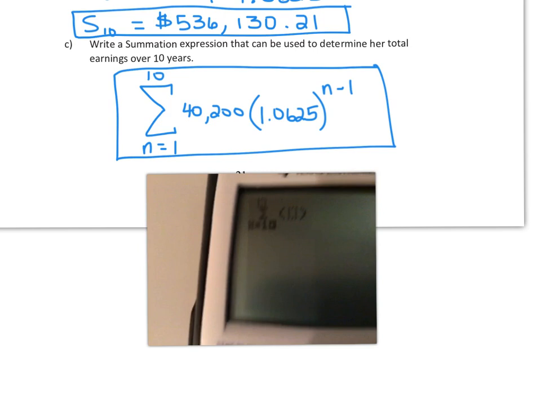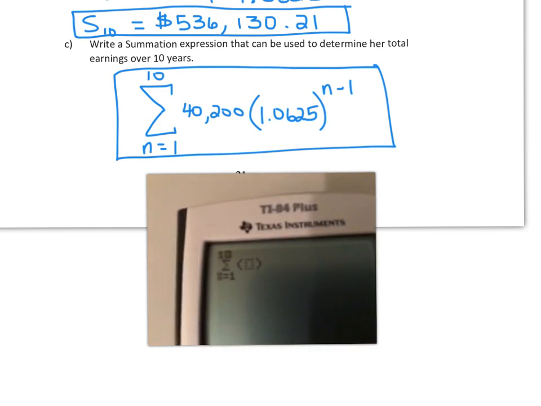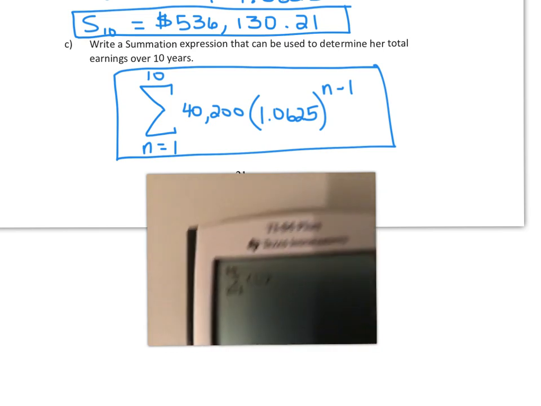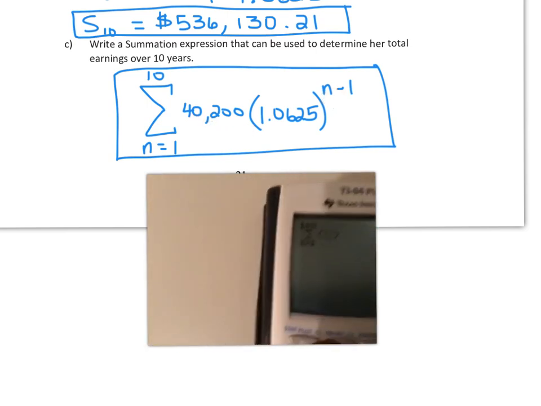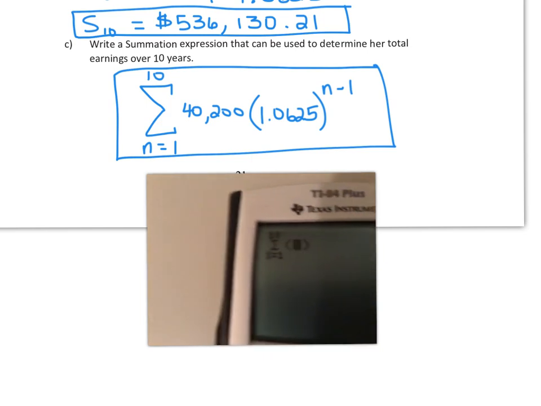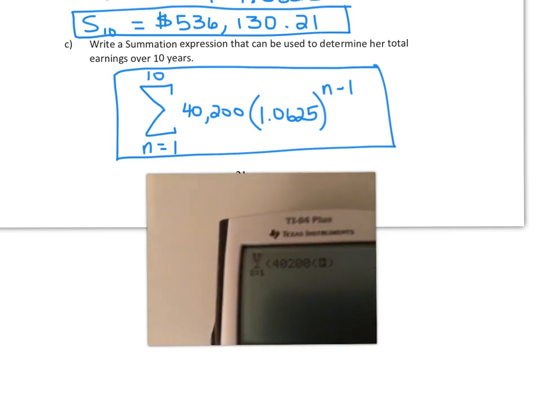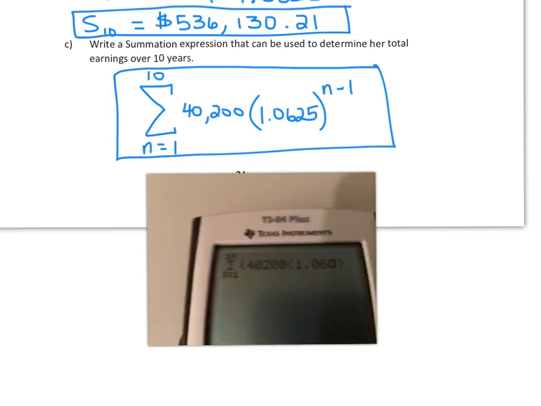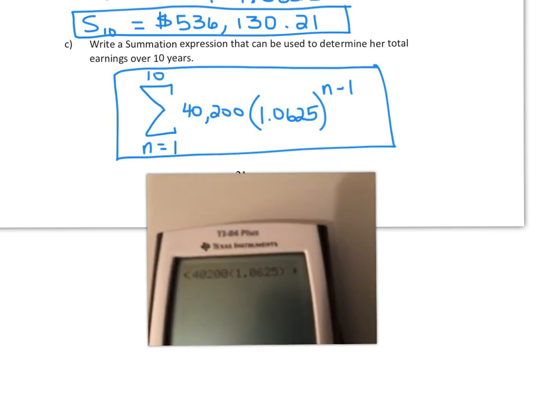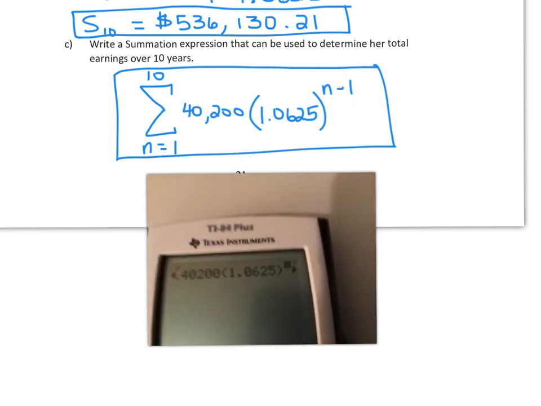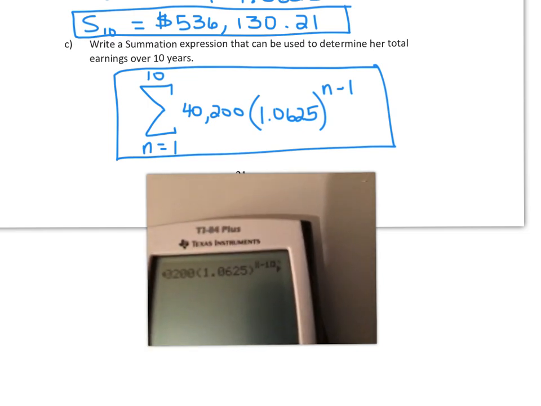Let me scroll up to it. Sorry, I have to keep moving this. Let me scroll up and type that in as 10. Then within these parentheses, I just want to type all of this, but I'm going to use an x instead of an n. So I'm going to type 40,200, and then in parentheses, 1.0625, close up those parentheses, and raise that to the x minus 1 power. Okay, and then I'm just going to hit enter.